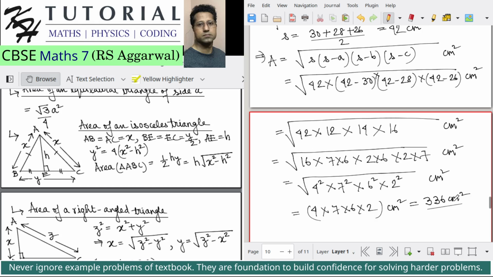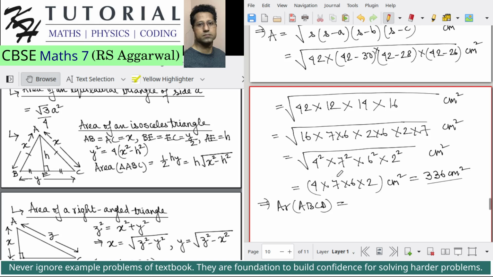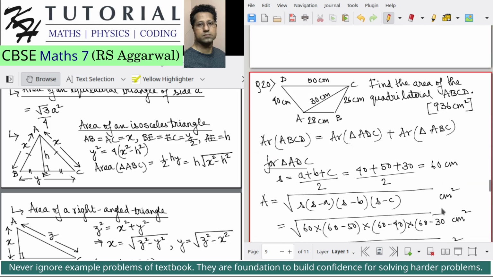336 centimeter square. So this implies area of the quadrilateral ABCD will be equal to the area of the first, it is 600 plus 336 centimeter square, which is 936 centimeter square. 936 centimeter square is the area of the quadrilateral.